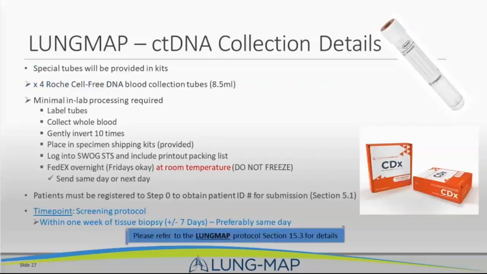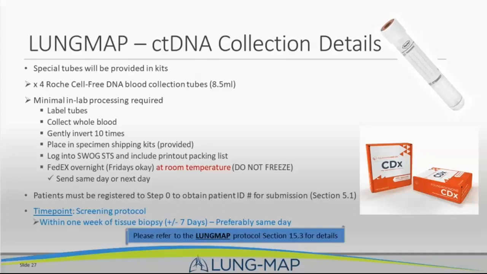Next slide, please. So sites will need to request kits from Foundation Medicine and allow for about 3 business days for them to arrive. Each kit will contain 4 tubes. The on-site processing is pretty minimal, as you can see here. Basically, just gently inverting it about 10 times and then placing it in the shipping kits that are provided. As I mentioned, the ctDNA sample must be collected within about 7 days of the tissue biopsy, preferably the same day. The blood sample must be shipped out on the same day as collection.